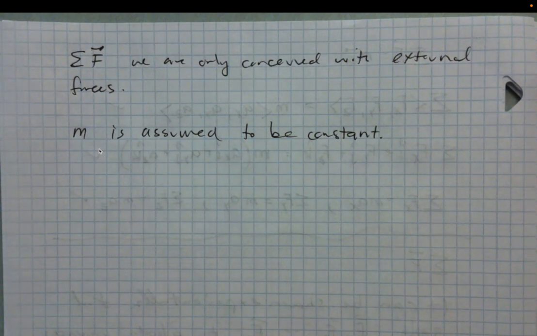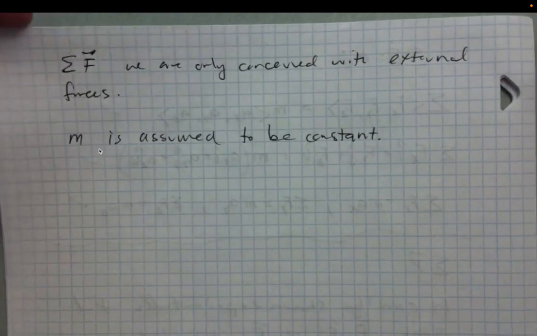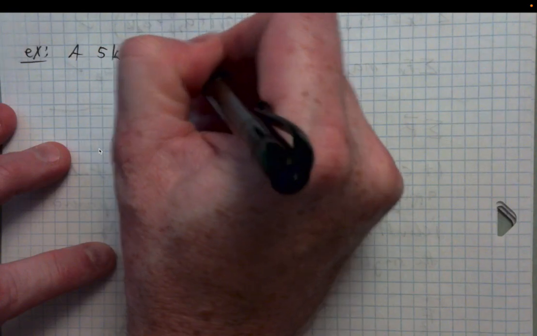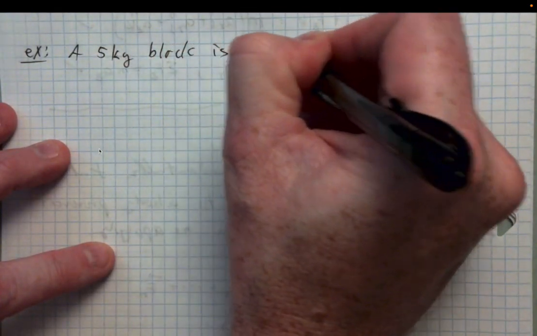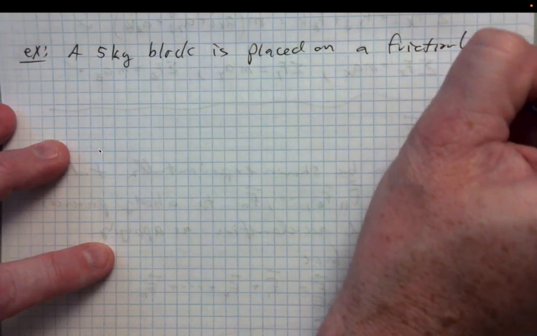All right, let's do an example. We'll do two examples here, just to see how this can be used. Okay, so the first example goes like this. These are both simple examples. I really just want to get the idea of how we can use this. So a 5 kilogram block is placed on a frictionless surface.